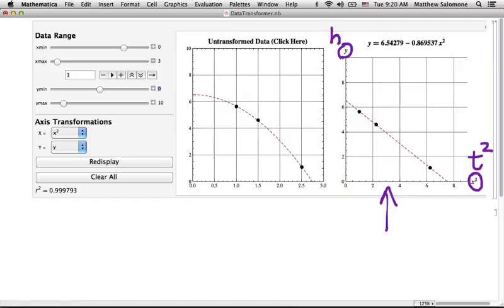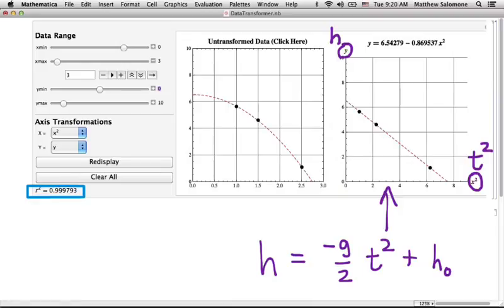Now we should be able to tell whether or not this fits the model equation that we started with. Remember, that was h equals minus g over 2 t squared plus h naught. What we have on the right-hand side now is a graph which looks a whole lot more linear. We were doing pretty well with our correlation coefficient before, but look at how good it is now. R squared equals 0.999793. So let's just call it what it is: it's linear over on the right-hand side. Our transformed graph is linear. And on the left-hand side, what you're seeing is a nonlinear equation which fits our nonlinear data. That parabola that we were looking for is now looking us in the face.